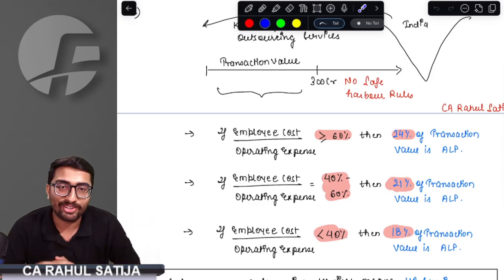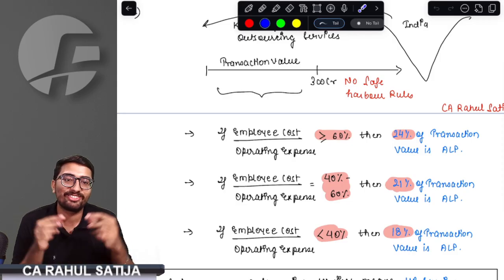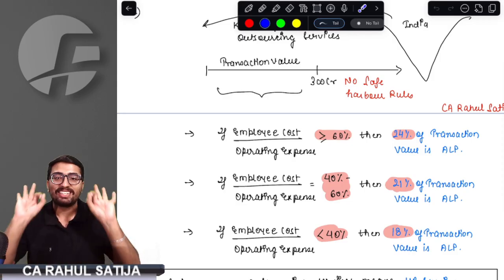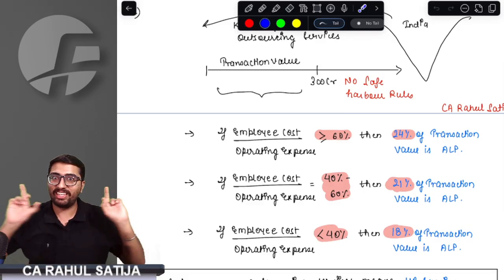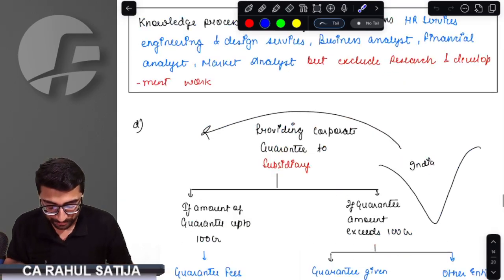Did you get this point or not? Fingers crossed, we are getting this point. Fingers crossed, we are enjoying this topic.